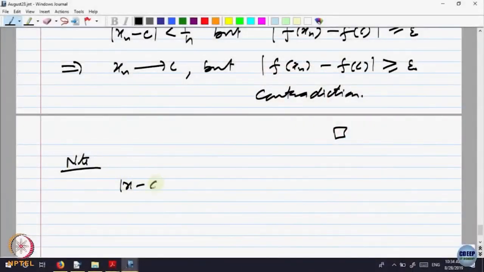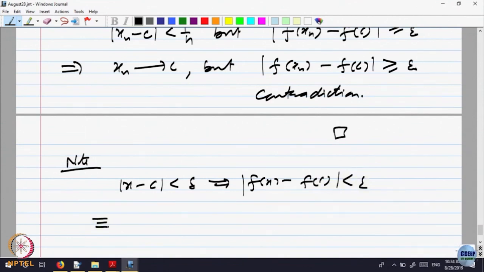Now, see how mathematics builds up. So, let us write. Now, what is the meaning of saying |x - c| < delta implies |f(x) - f(c)| < epsilon? It is equivalent to saying the following. This is in terms of absolute value; I want to write it in terms of sets.